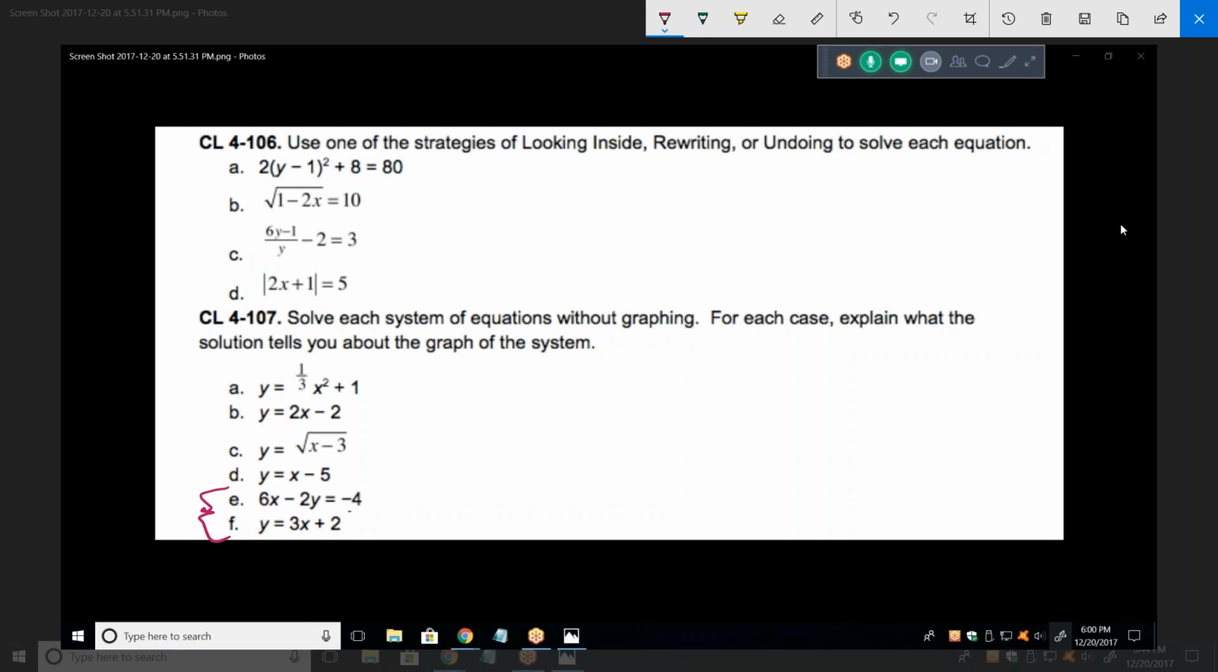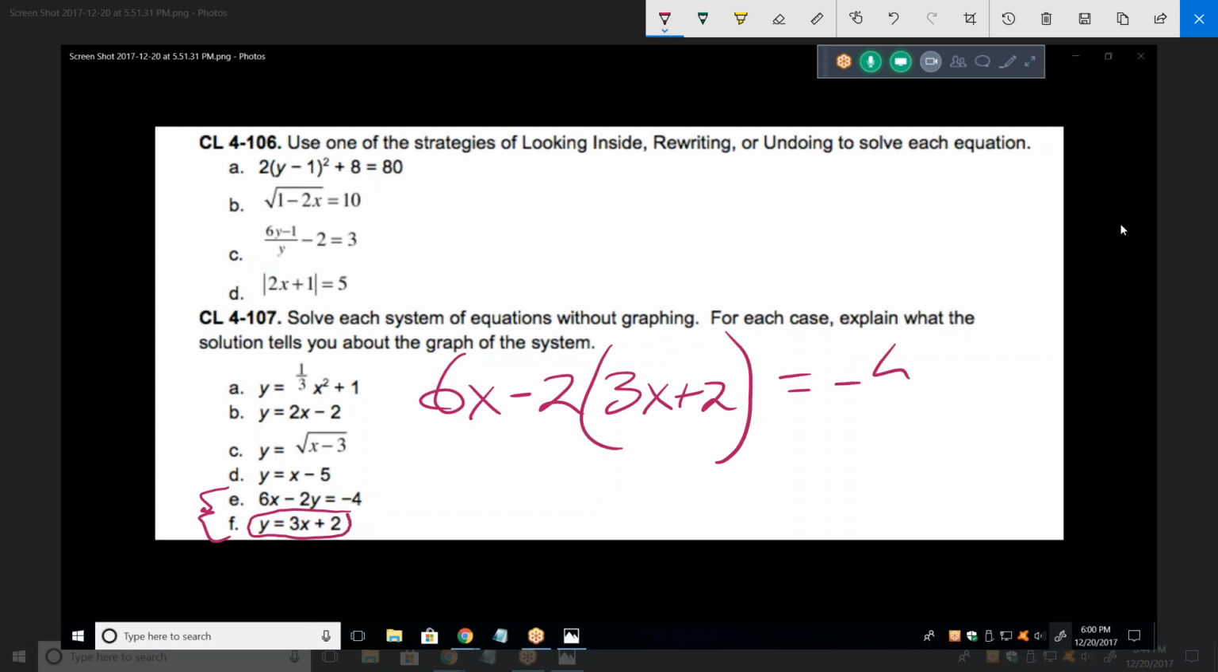Yeah, I always use substitution when one of the equations is fully solved for one variable. That to me seems to be the easiest way to do all of these. If you have both of them in standard format, then I always use elimination. Because all I've done is substituted 3x plus 2 for y.